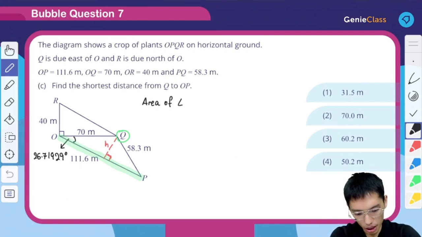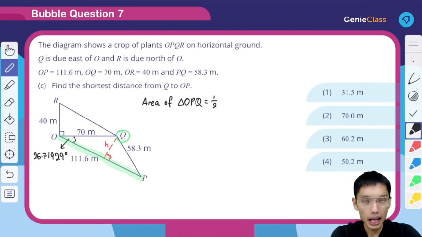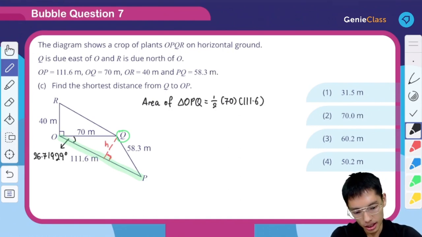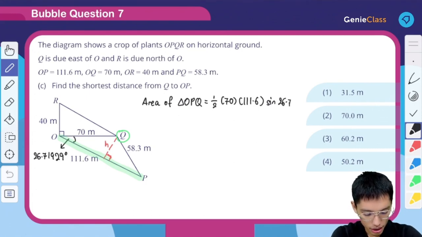Which is our half ab sine C. So half times, that's where you just fill in your formula, a, b, remember my included sides, don't use 58.3, sine C, which in this case is 26.71929 degrees.